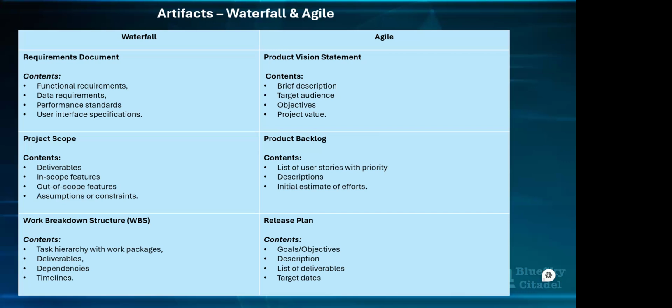And as we said, the content is the goals and objectives of each release stage. You look at the description of your release for that stage, the list of deliverables. So for this release, these are the things that are going to be released, and then the target date for each release phase. You're also able to put that there. So that's another artifact that you have in place for Agile.